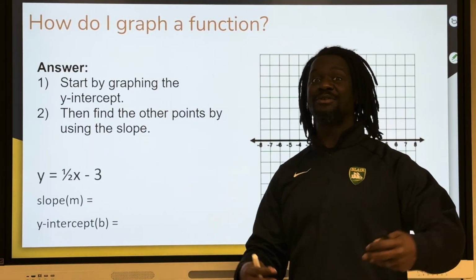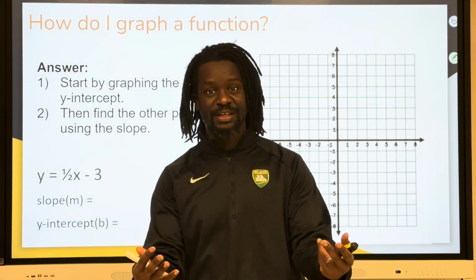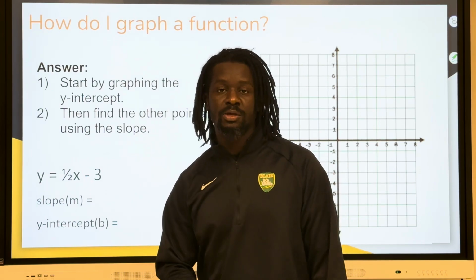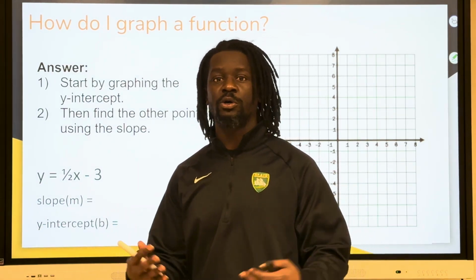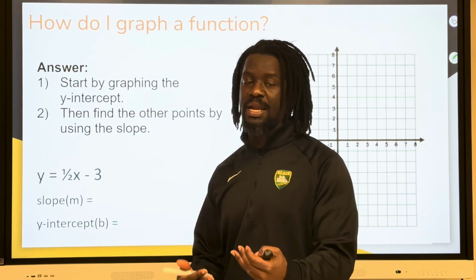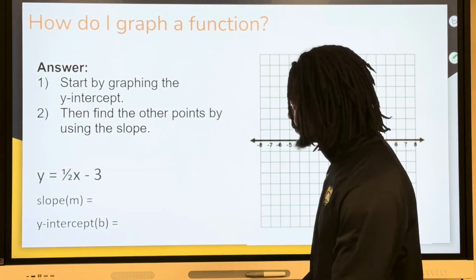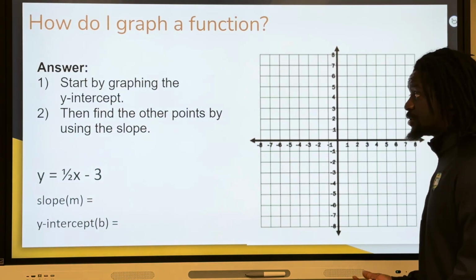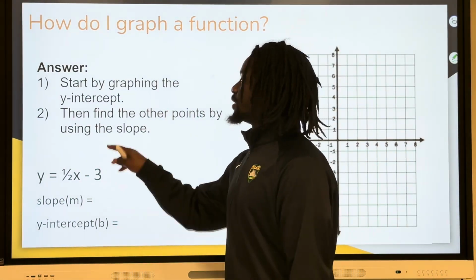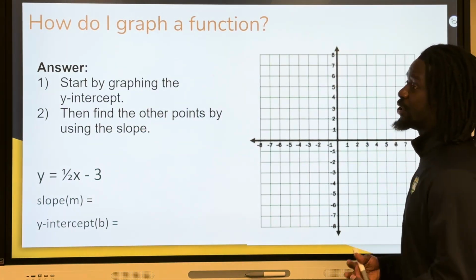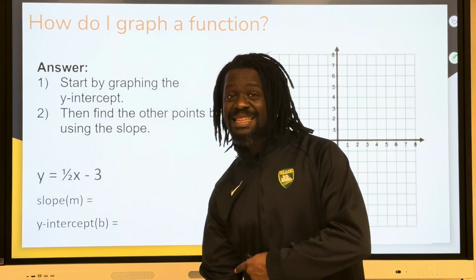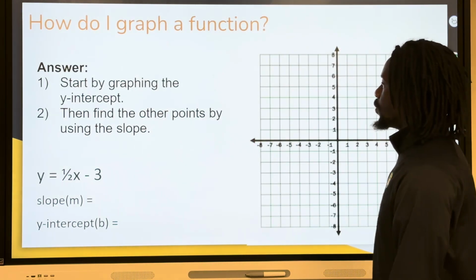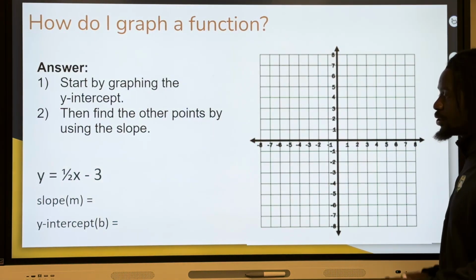So how do I graph it? If I'm given a function in y equals mx plus b form, slope-intercept form, how do I find the graph? Well, step 1, I start by graphing the y-intercept. Step 2, I find the other points by using the slope. I did this just a few moments ago on the previous slide, but I want to show you again, this time without the graph present.